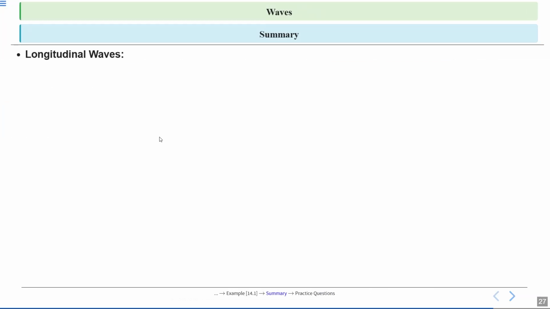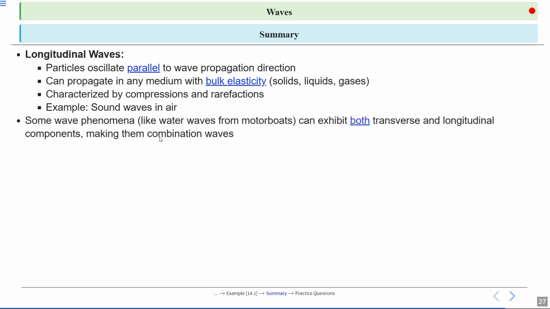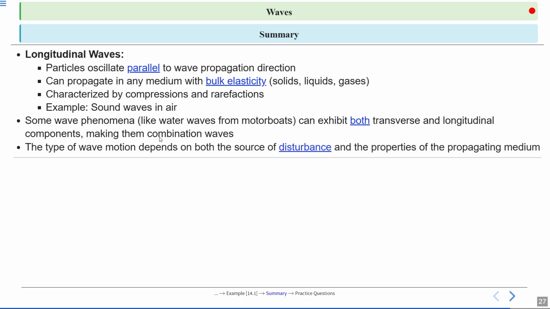Longitudinal waves: particles oscillate parallel to the wave propagation direction. They can propagate in any medium with bulk elasticity: solids, liquids, gases. They are characterized by compressions and rarefactions. Example, sound waves in air. Some wave phenomena like water waves from motorboats can exhibit both transverse and longitudinal components, making them combination waves. The type of wave motion depends on both the source of disturbance and the properties of the propagating medium.